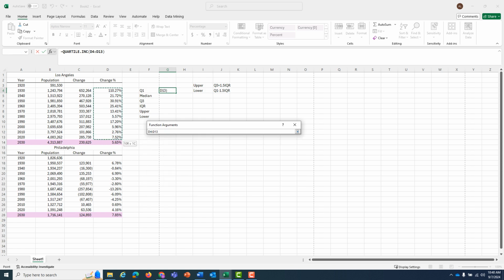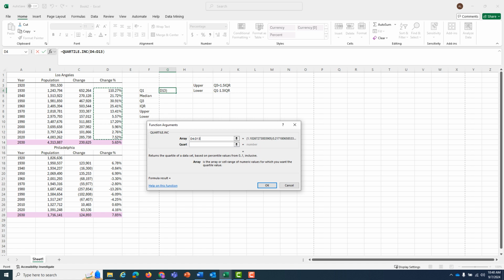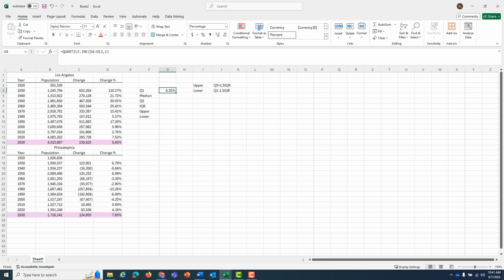I want just the observed data points, so I'm not touching that 2030 line, just all of the stuff that actually has occurred, the years that have passed in time up until this point. And the quartile I want, as you can see down here, is the first quartile, which I will signify with a 1. So the first quartile of that data is 6.35%.